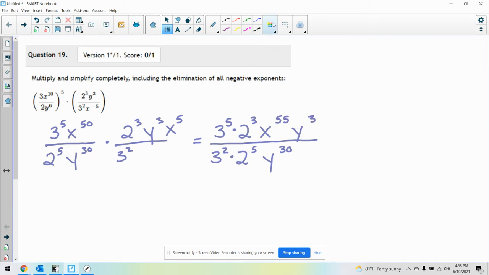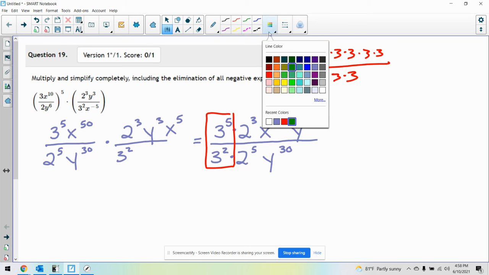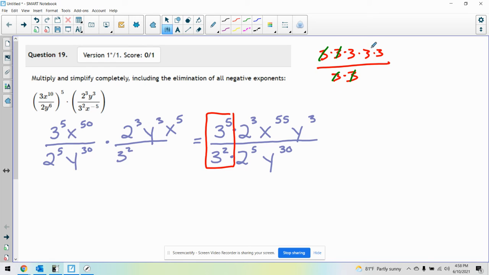Now here's where my vocabulary is not really correct, but it's just the way I think of it. I have 3 to the 5th on top and 3 squared on bottom. You can either multiply these all out and then reduce it in your calculator, or you can just say I have, quote unquote, 5 3s on top. If I write it out, it would look like 3 times 3 times 3 times 3 times 3 over 3 times 3. Then you would cross out, let's pick green, this 3 with this 3, this 3 with this 3. So these 2 3s on bottom cross out with 2 of these 3s on top. So I have 3 left, so I have 3 to the 3rd.